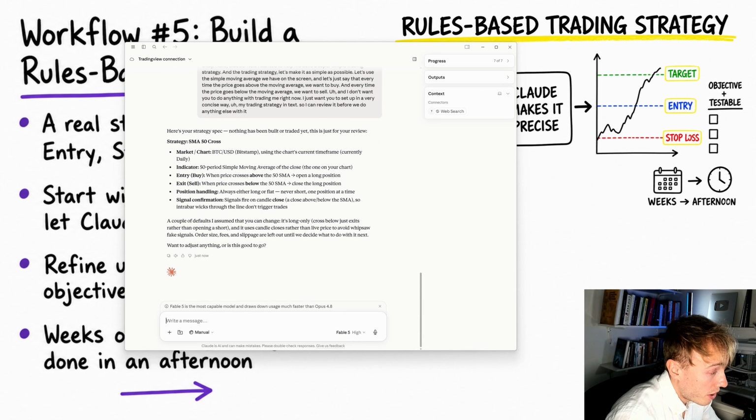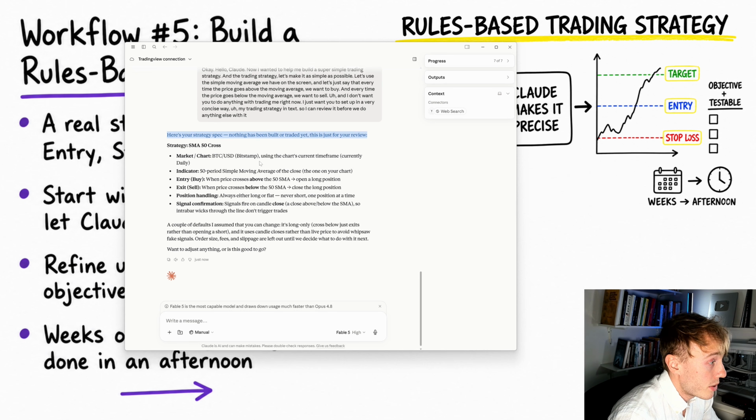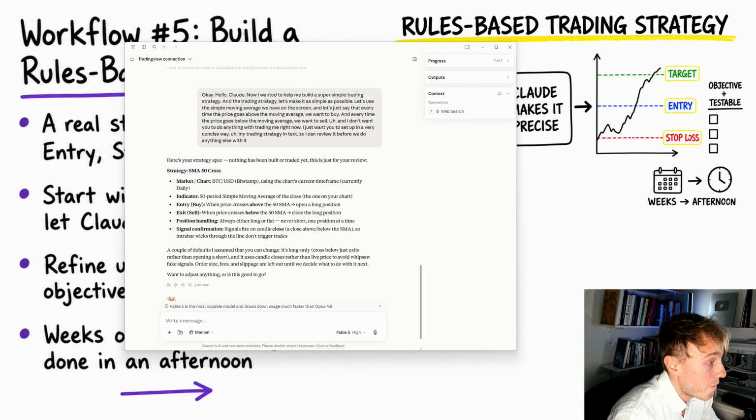Okay, so after just a few seconds, Claude is already done here with the trading strategy. So the strategy, SMA 50 cross. Here it basically lists everything. The chart is Bitcoin USD. The indicator, 50 period simple moving average of the close. Entry: when the price crosses above the SMA, open a long position. And exit: when the price crosses below the SMA, close the position. Position handling, always either long or flat.